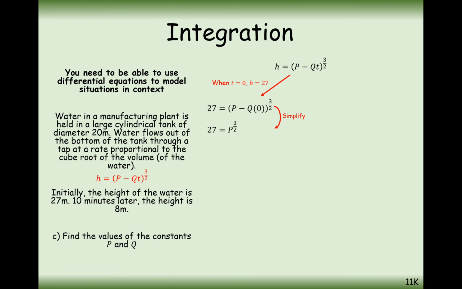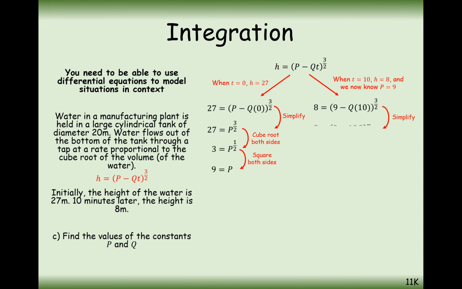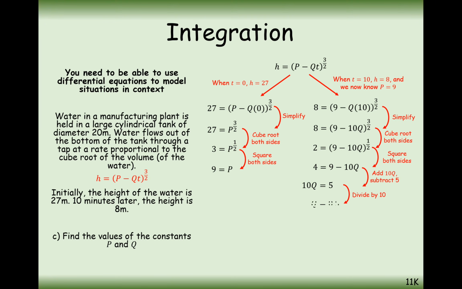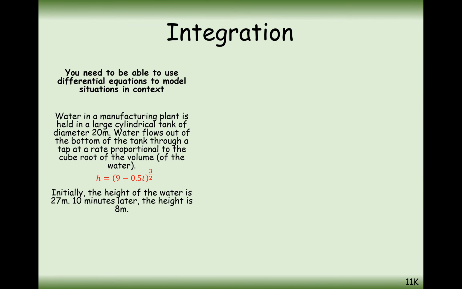So 27 equals p to the power of 3 over 2. So square both sides, cube root both sides, and we get p is equal to 9. And then substituting in the other terms then, so t equals 10, and h is equal to 8. And we also know here that p is equal to 9. So simplify your algebra there, get rid of the cubing by cube rooting, get rid of the square roots by squaring, and we get q is equal to 0.5. So our model here can be written as h equals (9 minus 0.5t) to the power of 3 over 2.